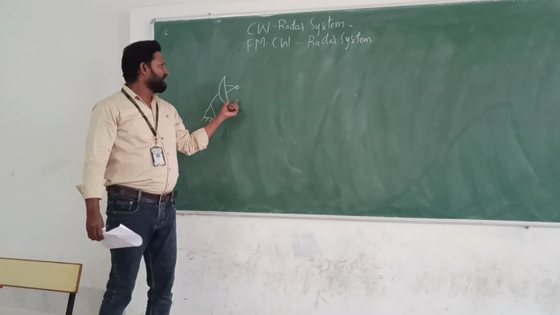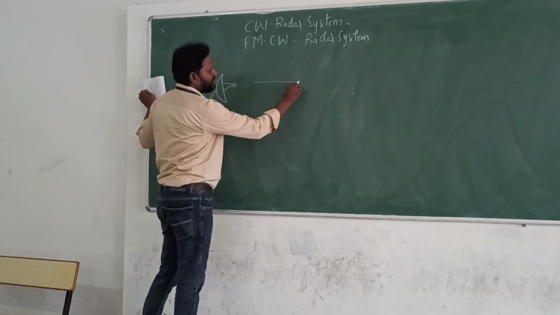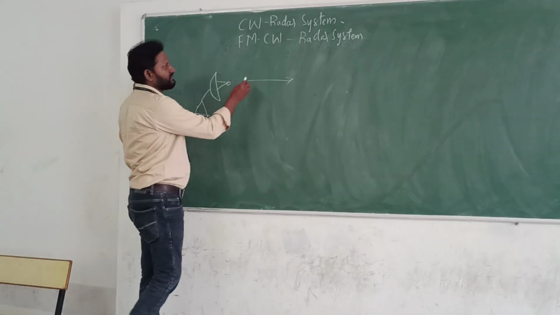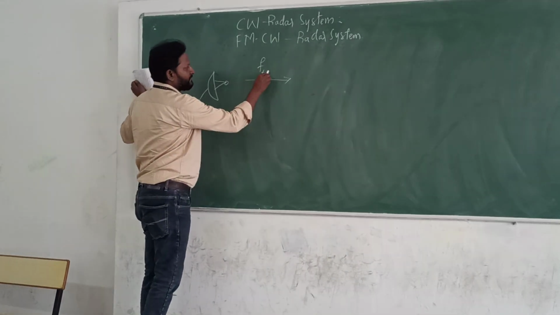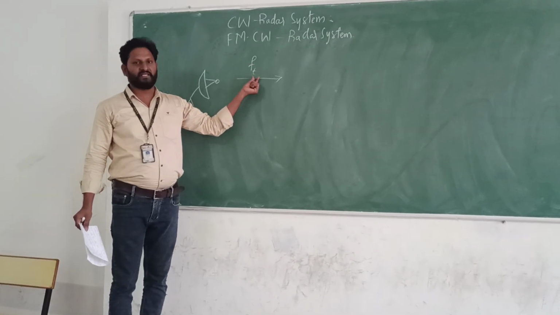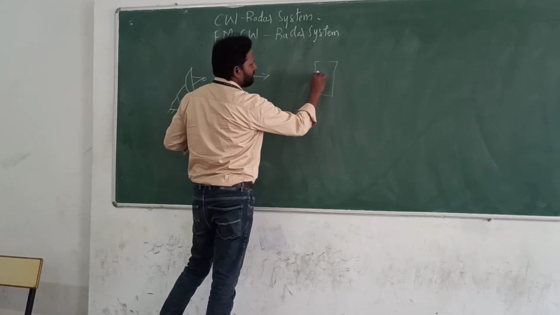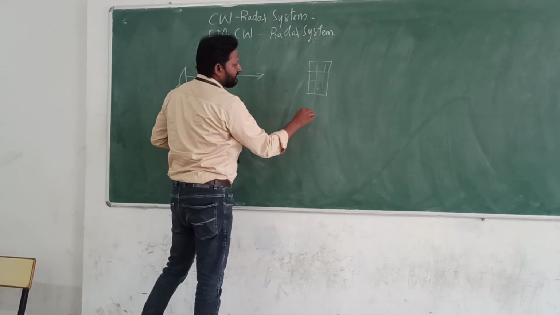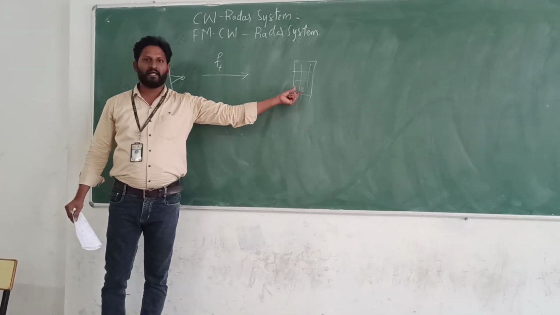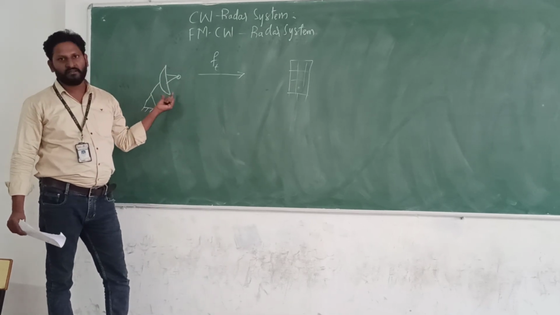For example, if you are transmitting any signal, it has some frequency. The frequency is considered as f of t, where the small t stands for transmitted frequency. Similarly, say one object is detected, for example one building. The transmitted signal reaches the building, collides with it and is reflected back. The same signal is reflected back to our antenna.